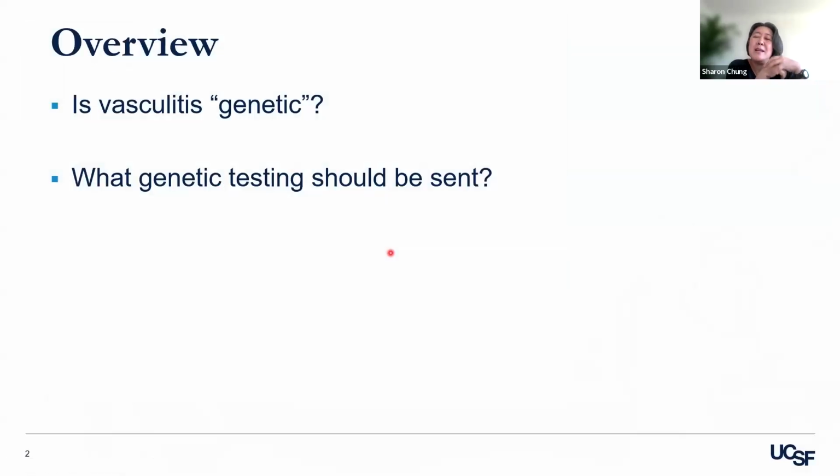Okay, so the topics for our discussion today are fairly short. This is a very focused presentation on vasculitis and genetics. When I was thinking about what I should talk about, I thought I would focus on the two questions that I get asked the most about genetics. First, is vasculitis genetic? And are there any genetic tests we should be sending off because I have vasculitis? So I'm going to spend almost all the time focused on these two questions, but I do have a disclaimer.